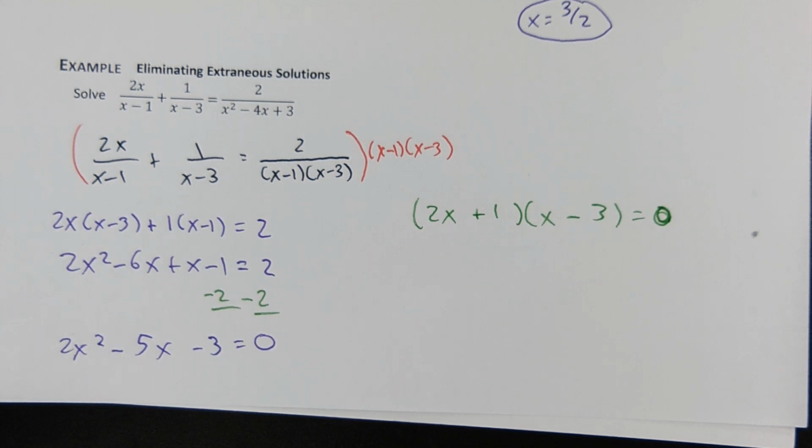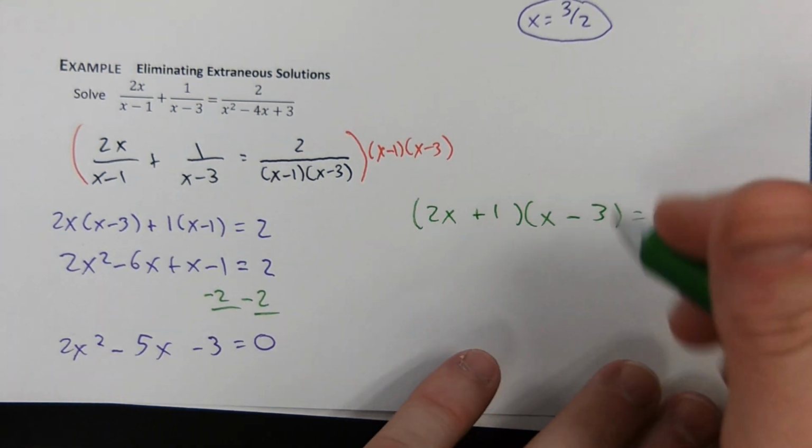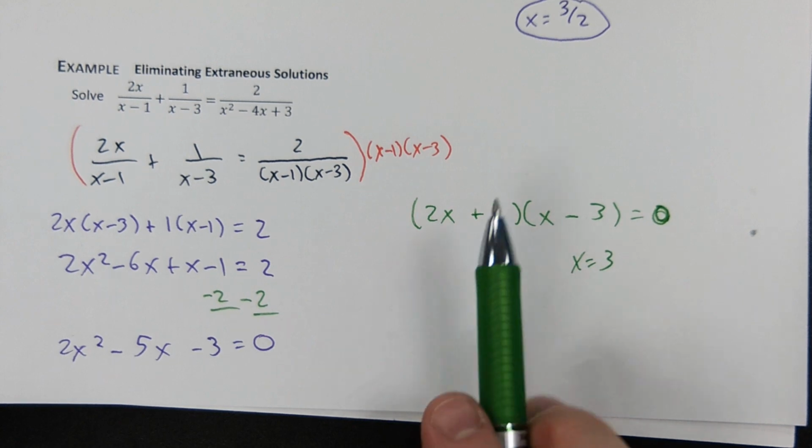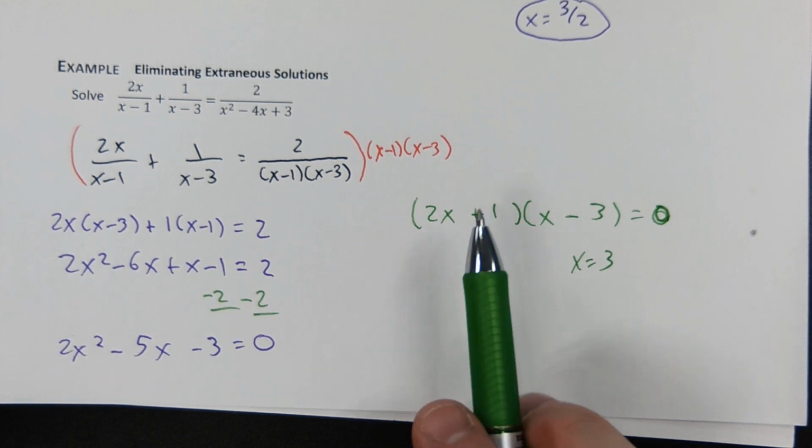So now you set your parts equal to 0. This one's easy. It gets you x equals 3. Here, subtract 1, divide by 2.